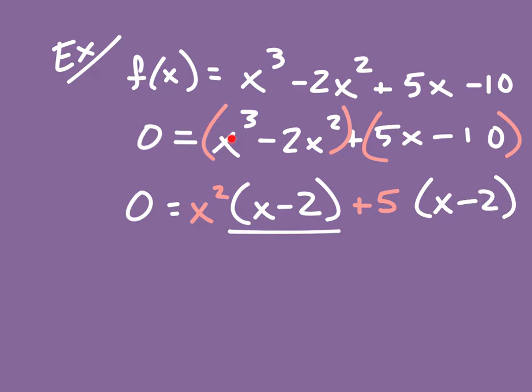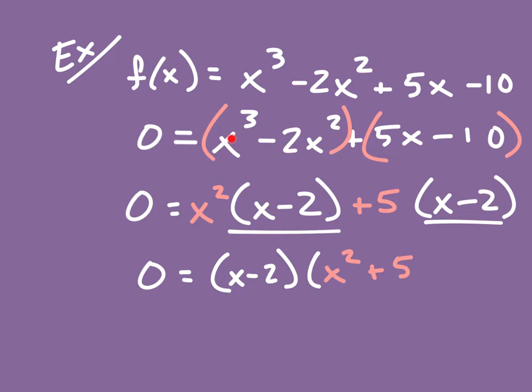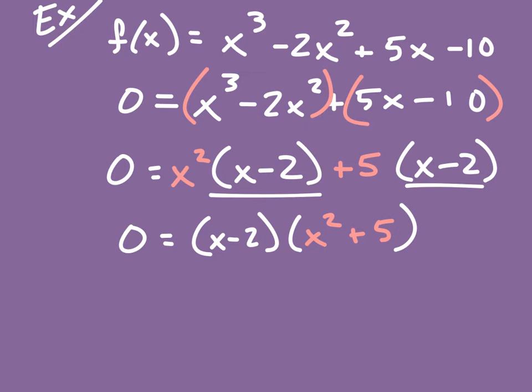From here, you can factor out a common factor of x minus 2, and you get x minus 2 times x squared plus 5. Now I can't factor this part any further, and because I have two terms here, I'll show you how I would solve this. But this is completely factored. Once something is completely factored, we can set each of our factors equal to 0.